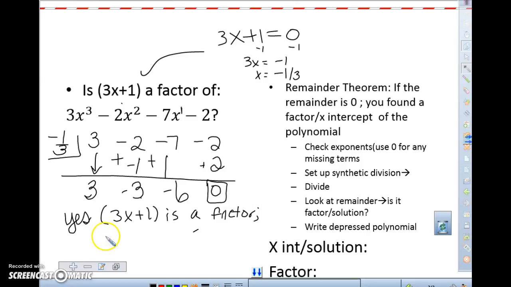And what's the solution? Well, 3x plus 1 is a factor. What is its solution? Negative 1/3. See, the solution is whatever you divided by. So negative 1/3 comma 0 is a point on this graph, which happens to be an x-intercept. Okay? So that's what we're looking for. Oh, goodness. Good. We're good on time.